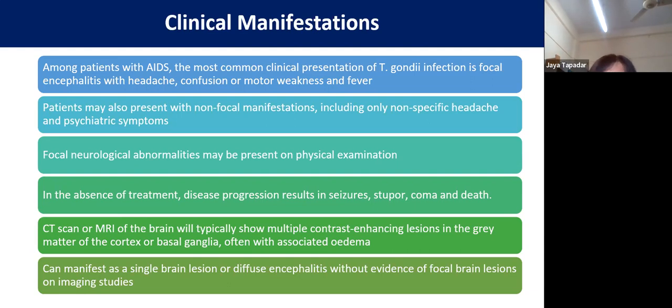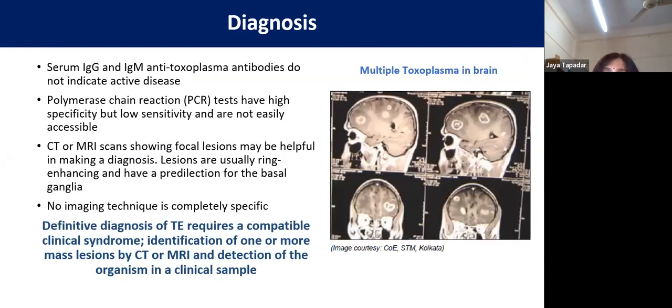How do you diagnose it? You can do an MRI. MRI is excellent for toxoplasma, but it is not definitive. You will see multiple ring enhancing lesions in the gray matter, commonly in the cortex or the basal ganglia. These ring enhancing lesions are actually contrast surrounding the focal lesion, and they may be surrounded by lots of edema. It can have a single brain lesion, or toxoplasma can also cause diffuse encephalitis without evidence of focal brain lesion.